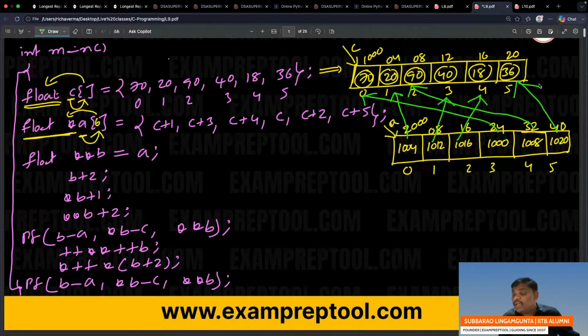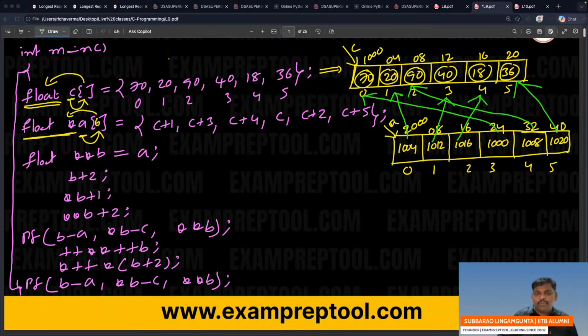First one, an array of float data. Second one, an array of float addresses. Both are arrays, right? C is also an array, A is also an array. But C is an array of float data, but A is an array of float pointers. Fine. I think until now everyone is perfect. Let me know if anyone has any issue till now. Reddy sir, I have some issues, right? Please let me know.